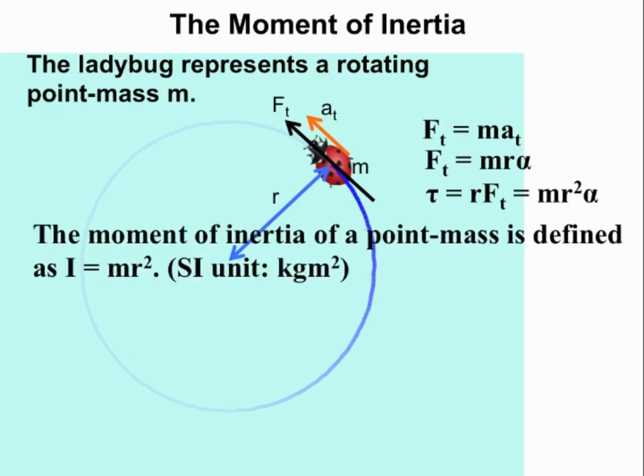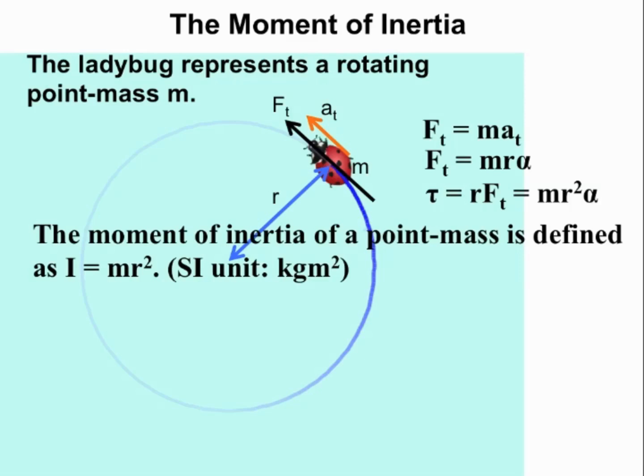And now we come to the definition of the moment of inertia. The moment of inertia of a point mass is defined as I equals mr squared. Now I know that we used I as the abbreviation for impulse earlier. This is one of those cases where we have two realities represented by the same symbol. But of course you just tell by context which one is meant. So the moment of inertia of a point mass is defined as I equals mr squared.